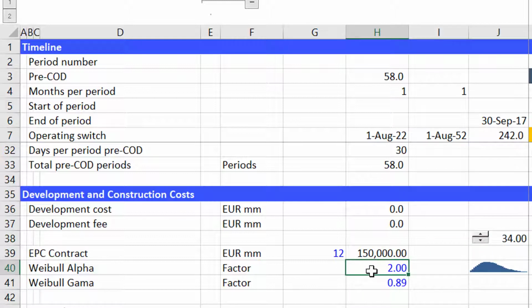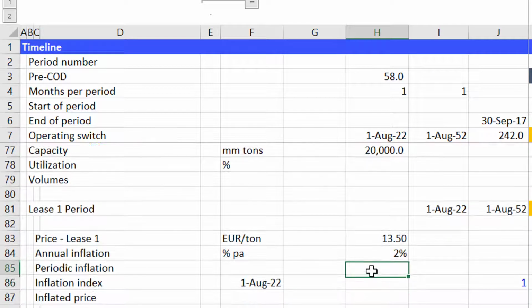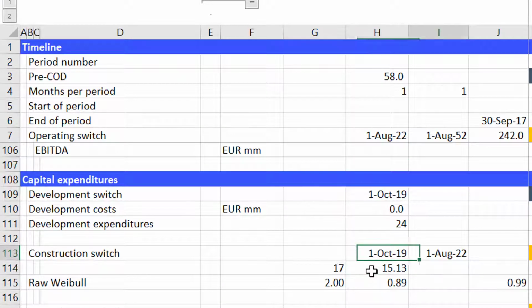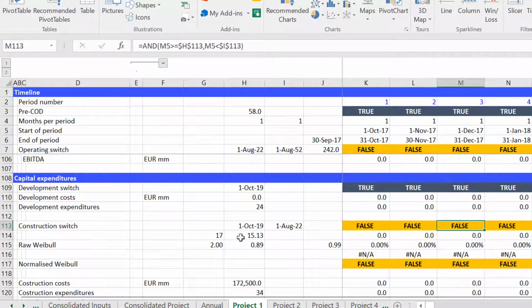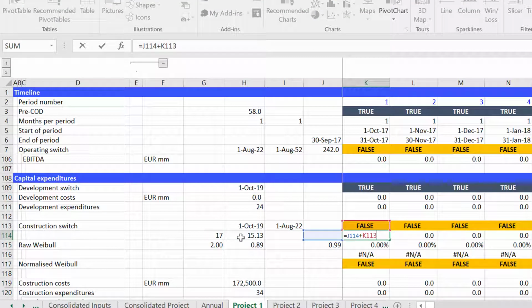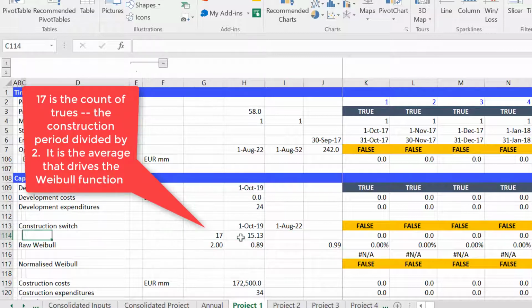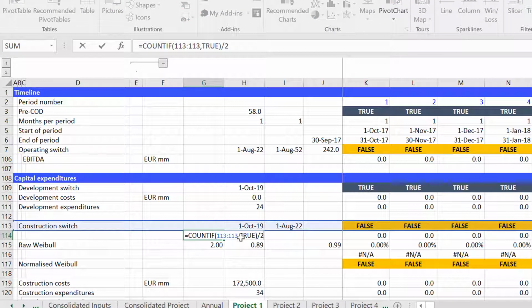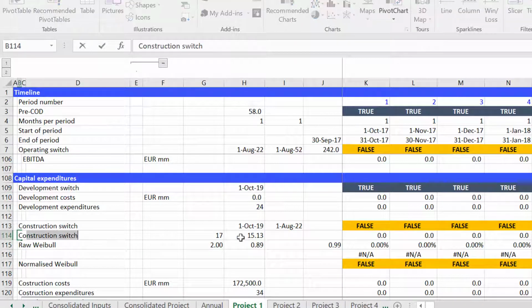Now, the Weibull function has this as the alpha and the gamma, so I'm going to go down to where we have a construction switch that just covers, really. I hope this is the right one. This is the count. And what is this? This is the accumulated count. I should have put something in that column. But now I put a Weibull. This is the total construction periods.